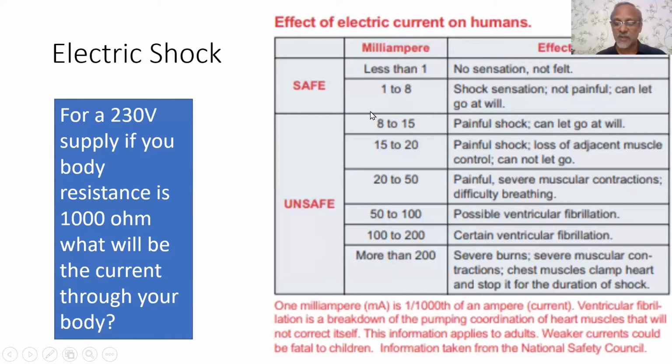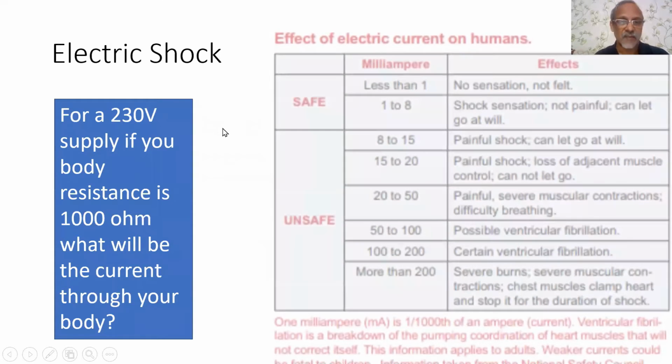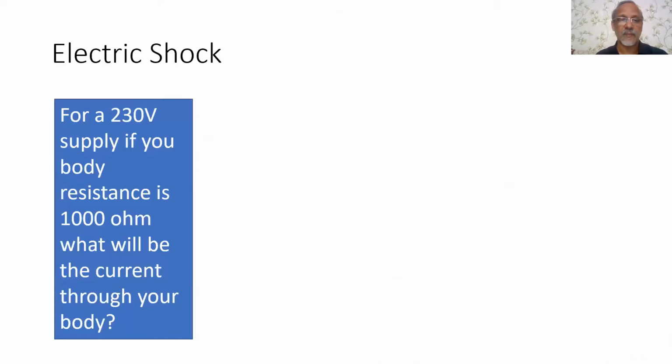So I'll go back to this question. For a 230 volt supply, you have a resistance R of 1000 ohms. What will be the current? What will be the formula that you will be using here? You know V and you know R. We want to find out I.